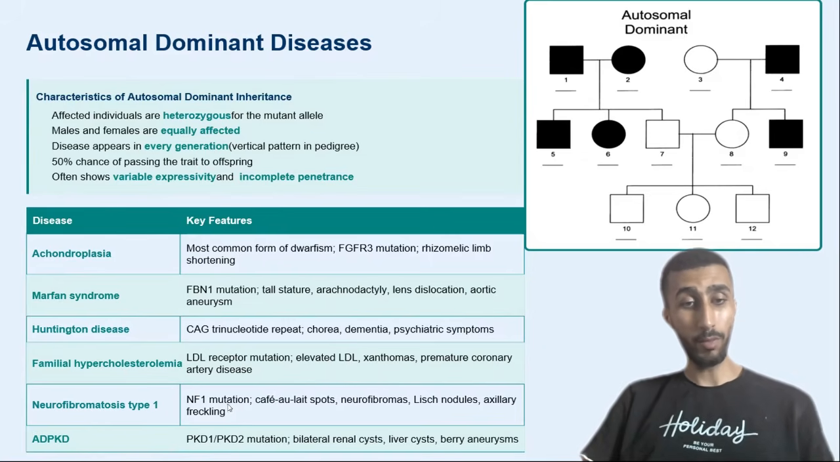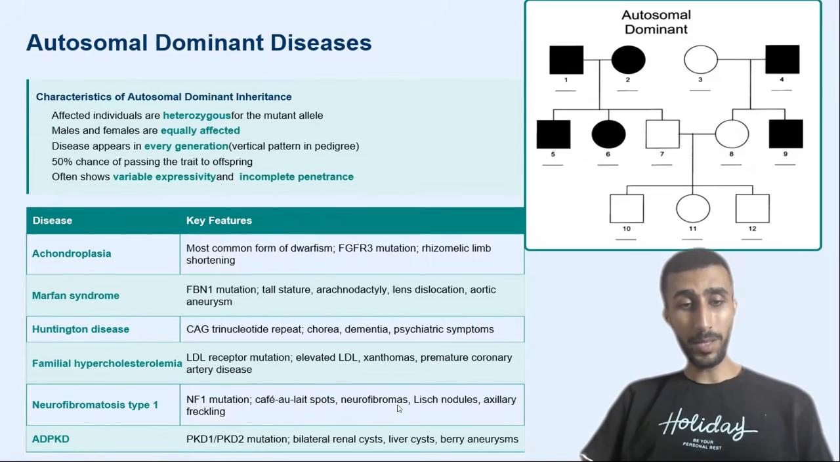Neurofibromatosis type 1. This is an NF1 mutation. They will have café au lait spots. You have to know that café au lait spots are dark spots, unlike ash leaf spots, which are pale spots. From their name, remember, café is dark. So the café au lait spots are the ones associated with neurofibromatosis type 1.